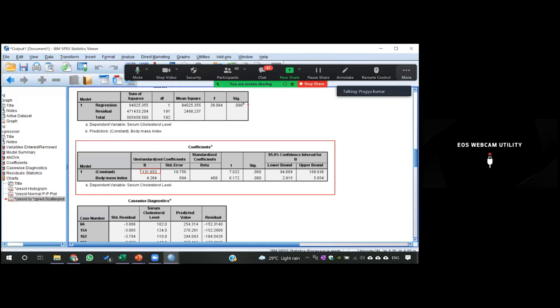And this all you will see in the interpretation section, how to write the interpretation. I'm just explaining you, and then like we did for the basic, here also you will see how to enter the result in the table and then how to write the interpretation. So now coming to this coefficient, this is the formula: y is equal to 131 plus 4.28 into body mass index.